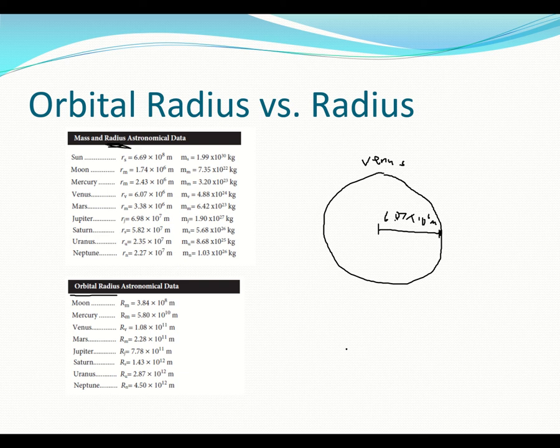Orbital radius is when you have the sun and then you have Venus here. Orbital radius is measured from the center of the object to the center of the object. So how big is the orbit? So this is going to be a lot bigger, 1.08 times 10 to the 11 meters. So it's really important to know the difference between radius and orbital radius, and we'll practice when do you use radius and when do you use orbital radius.